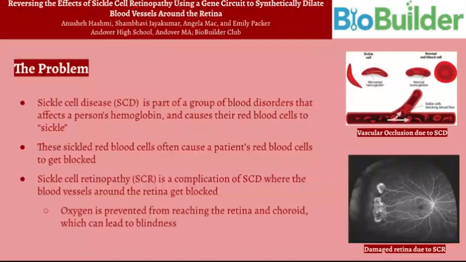Sickle cell retinopathy, or SCR, is a complication of SCD that affects the retina and choroid blood vessels in the eye. The abnormal shape of sickled red blood cells causes vascular occlusion, or blockages in blood vessels, which leads to reduced blood flow and lack of oxygen in the tissues of the eye. This can cause a range of symptoms, including vision loss, blurred or disturbed vision, dark spots, floaters, and sudden blindness. Unfortunately, the current treatments for SCR are limited, and there is a need for new effective therapies.